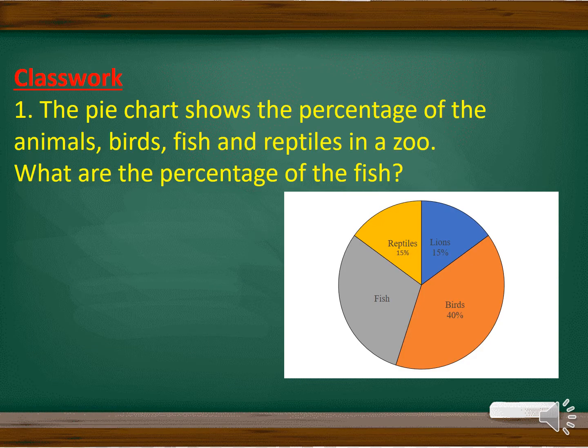Okay, now we start our classwork. The pie chart shows the percentage of the animals, birds, fish, and reptiles in a zoo. What is the percentage of the fish? Okay, you know, the whole pie chart equals 100%. So we get 100% minus 15%, minus 15%, and minus 40%. And we get the percentage of fish.